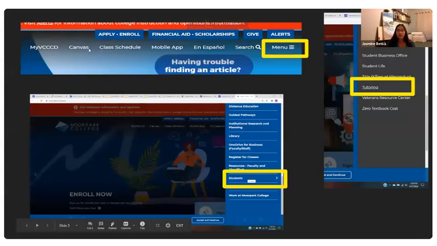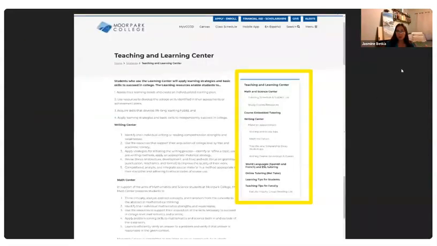All right, so to make an appointment, go ahead and go to the Moore Park College homepage, and then in the upper right-hand corner, there's a section that says Menu. Go ahead and click that, and then a bunch of tabs will pop down. Scroll down until you get to Students, so almost at the bottom. Click that, and then again scroll all the way down until you get to Tutoring. Once you click Tutoring, it'll take you to the Teaching and Learning Center homepage.